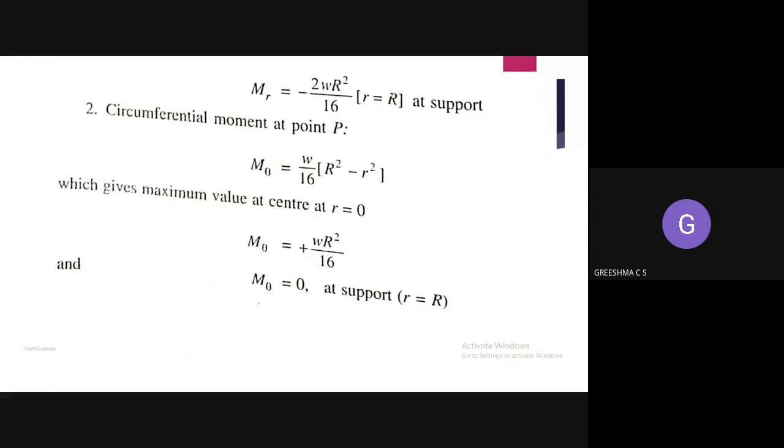Now coming to the second one, that is circumferential moment. Different equation, but you have to learn this equation by heart. M theta is equal to W by 16 (R square minus r square). Substitute this. Here also, the same way, circumferential moment will be maximum at the center, so you have to substitute small r is equal to 0.